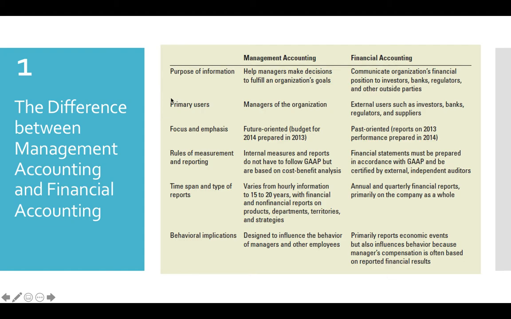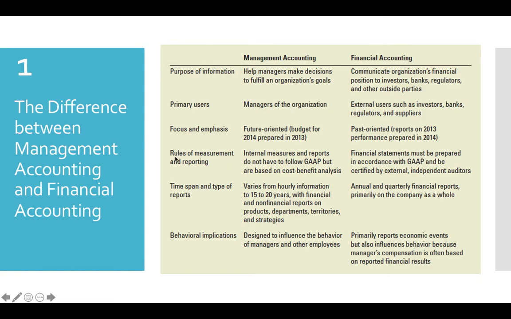And because of that, the primary users of this information are also different. For management accounting, it is mainly used by the managers of the organizations, and for financial accounting, it is mainly used by external users, such as investors, banks, regulators, and also suppliers. And also, because of the different purposes, the focus of the information is different. In management accounting, the information is usually more future-oriented. For example, when we make a budget on a yearly basis. And for financial accounting, because it aims to communicate financial position, the emphasis is usually past-oriented.